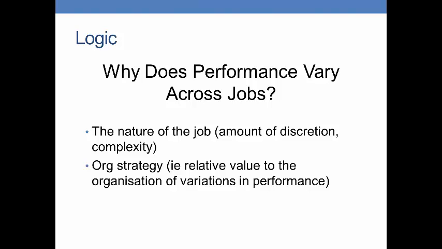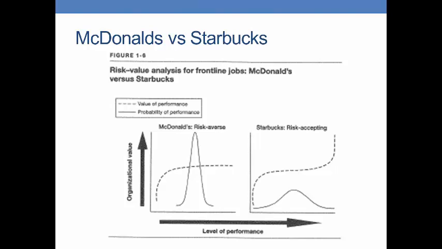A second factor that influences the size of the standard deviation is the relative value of variations in performance. Next, we will compare McDonald's to Starbucks in relation to this. McDonald's and Starbucks have different strategies. McDonald's is about consistency and speed of service. As you know, most tasks at McDonald's are automated. This is very different to Starbucks, who pride themselves on their diverse and multi-talented baristas.